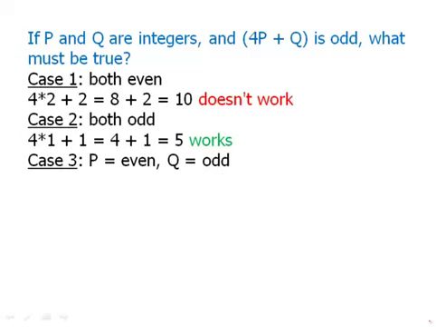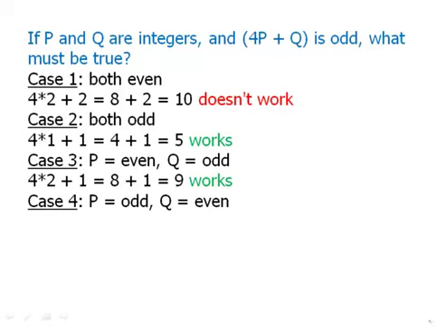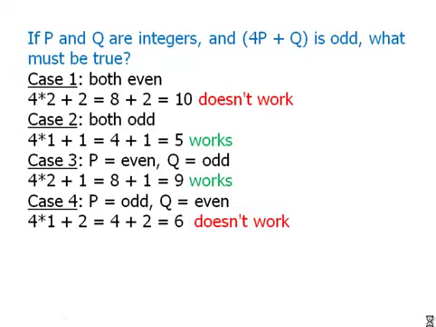Case 3, p is even and q is odd. So we're going to plug in p equals 2 and q equals 1. And we get 8 plus 1, 9. That's an odd number. That works. So we have 2 cases that work. Now we'll try case 4. P is odd, q is even. We get 4 plus 2 is 6.